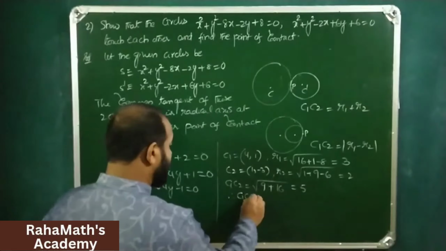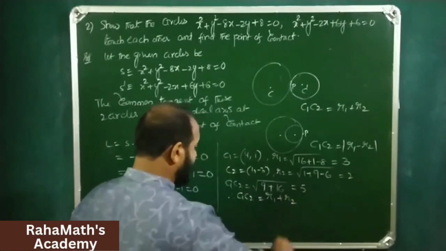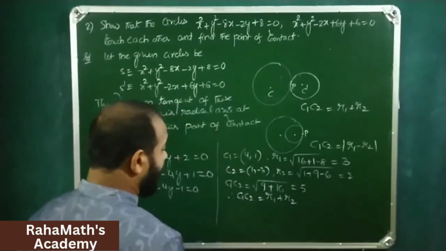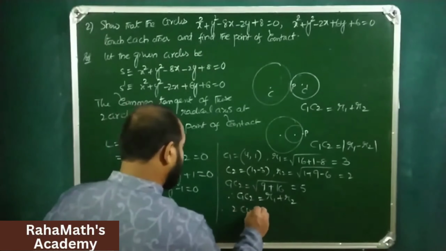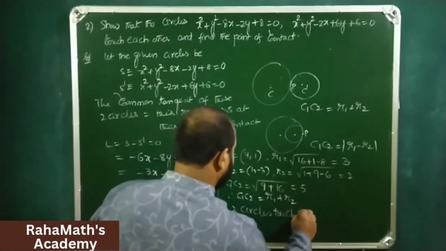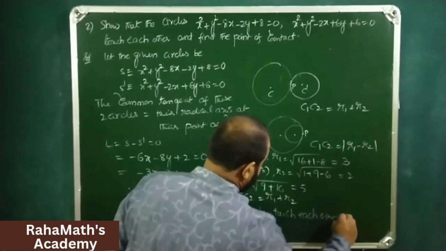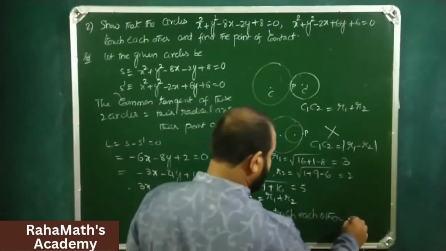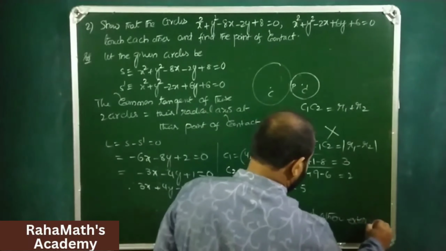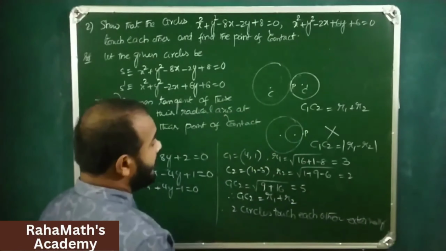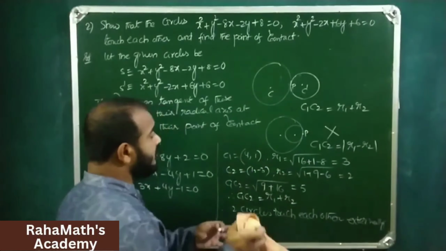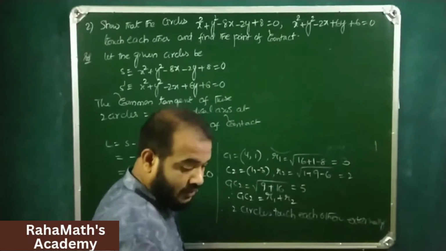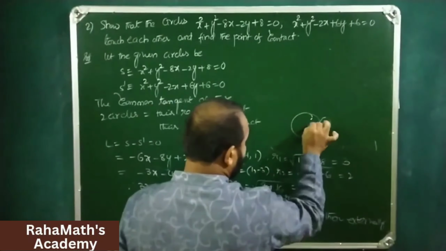So this is equal to root 25, which is 5. Therefore C1C2 equals R1 plus R2. C1C2 is 5, R1 plus R2 is 3 plus 2, 5. Therefore the two circles touch each other. In this case, they touch each other externally. And what more do we require to find? The point of contact. So this is how the two circles touch each other.